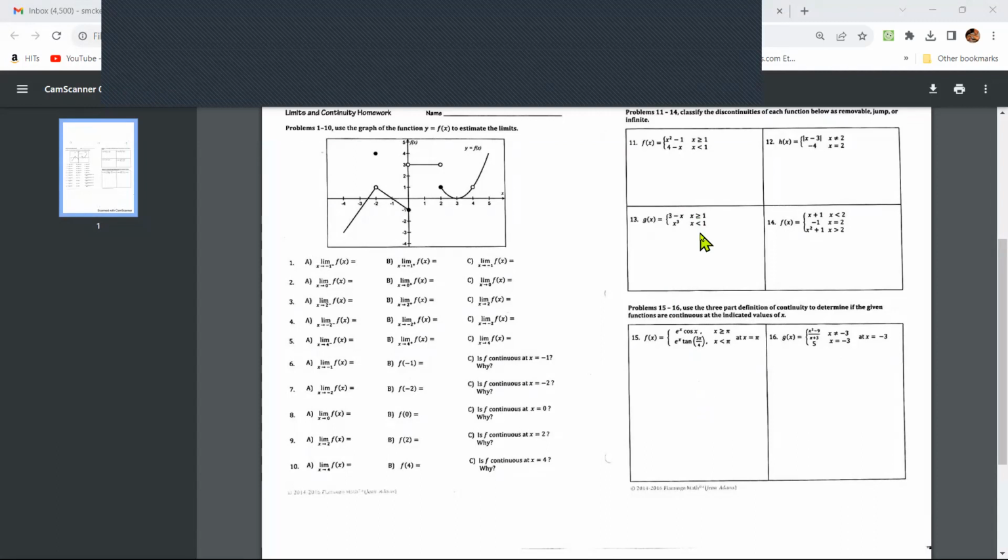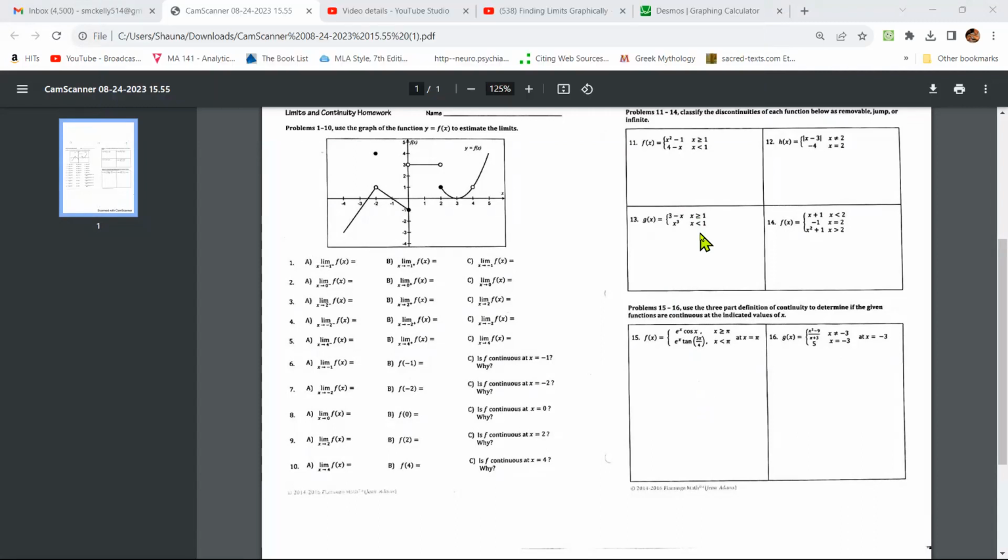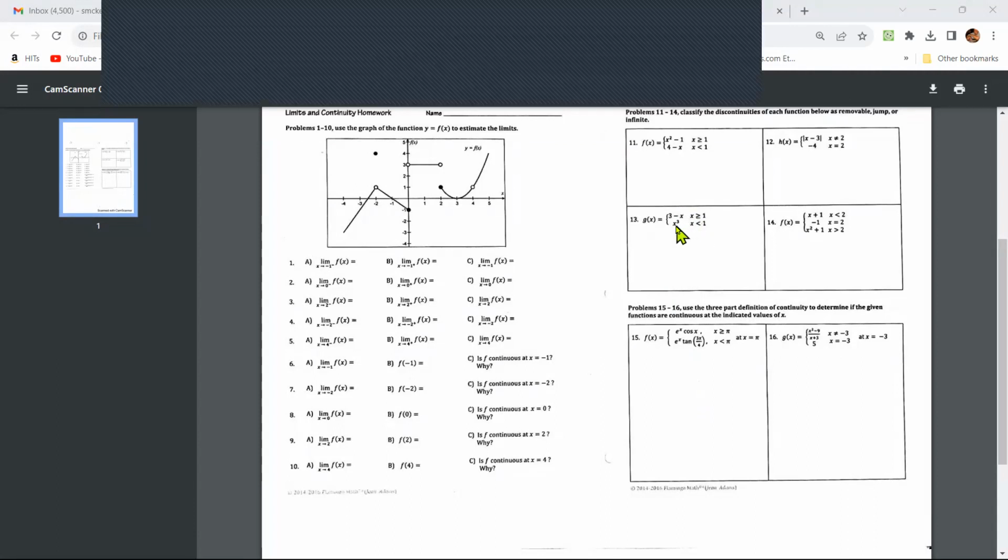my value is going to be 3 minus 1, which is 2, right? And my value from the left is going to be 1. So once again, it's not an infinite, it's not an asymptote that I'm given. It's a situation where the limits are not the same. So chances are this is going to be a jump, right? We don't know that, but chances are.